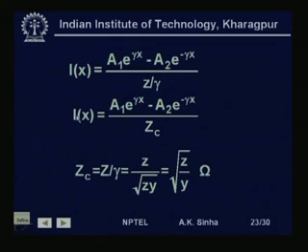Therefore, we can write I at x is equal to a1 e to the power gamma x minus a2 e to the power minus gamma x divided by Zc. Now, this term z by gamma, we are writing as Zc. Zc is called the characteristic impedance of the transmission line. Zc is z divided by gamma, which is z divided by square root of z y, and therefore equal to square root of z by y, that is, square root of series impedance by shunt admittance, and the unit for this is ohms. Therefore, this Zc is termed the characteristic impedance of a transmission line.